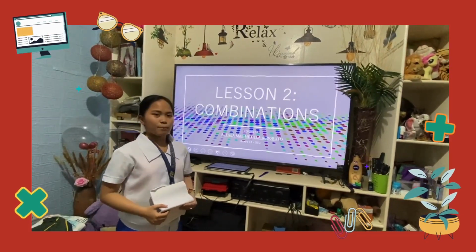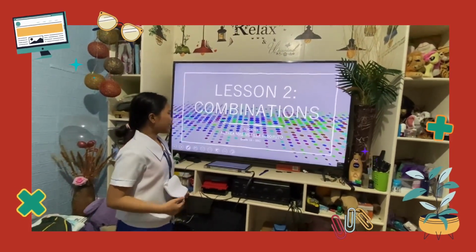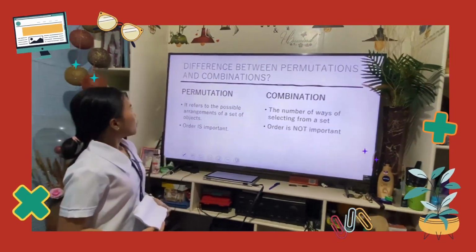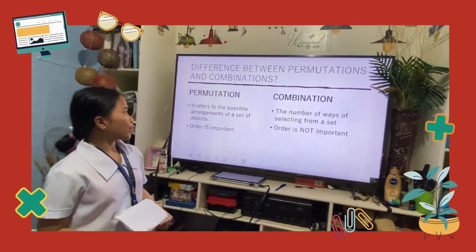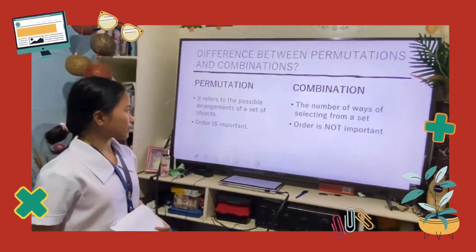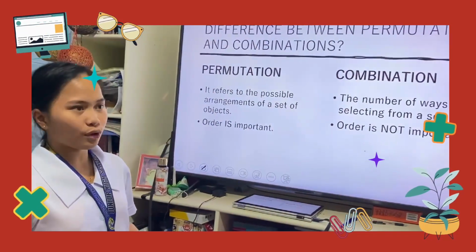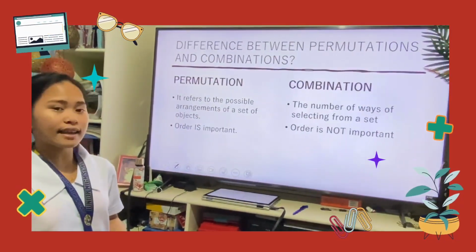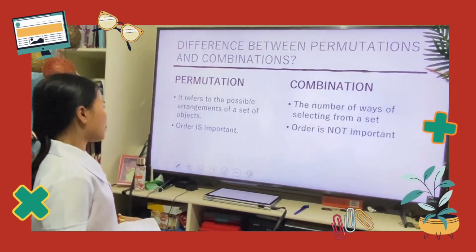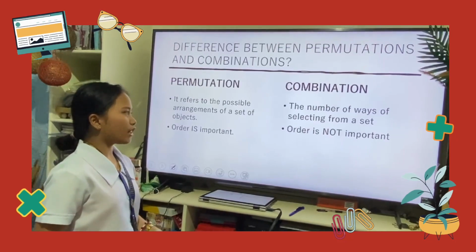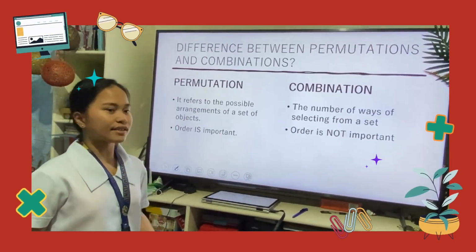Today I want to talk about Lesson 2, Combinations. So, for combinations, what is the difference between permutations and combination? For permutation, it refers to the possible arrangements of a set of objects. For combination, it is the number of ways of selecting from a set. So for the permutation, order is always important. Meanwhile, on combination, order is not important.